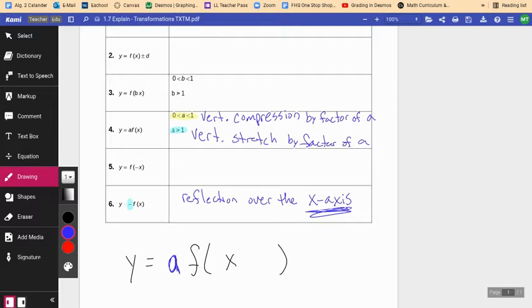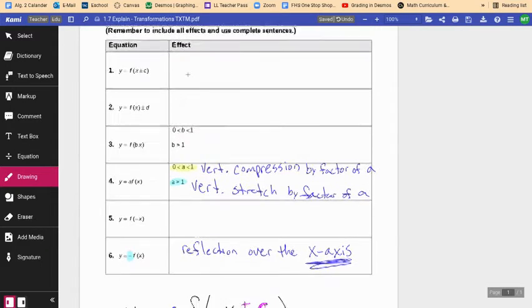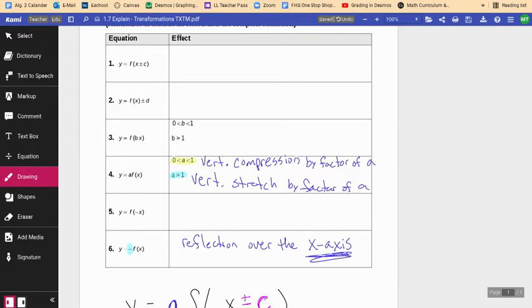So the next letter, let's do that in purple, is C. C is right here. Usually in the equation, it's going to say x minus C, but I'm going to put a plus or minus there. So what happens when we have each? I can either add C to this x variable inside the parentheses, or I can subtract C inside the parentheses. What are those effects?